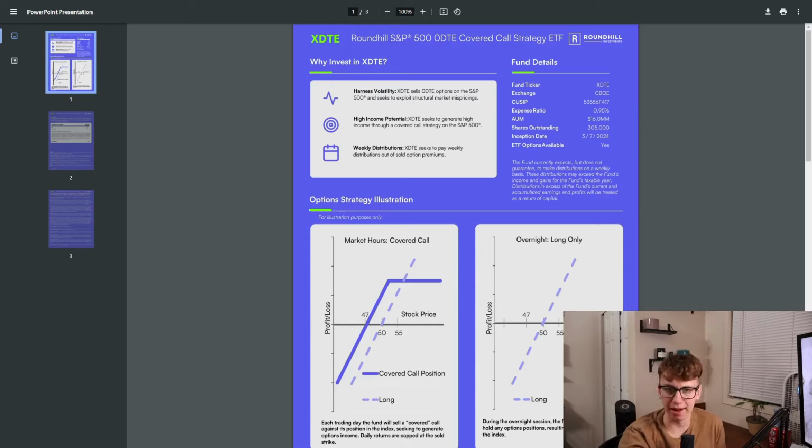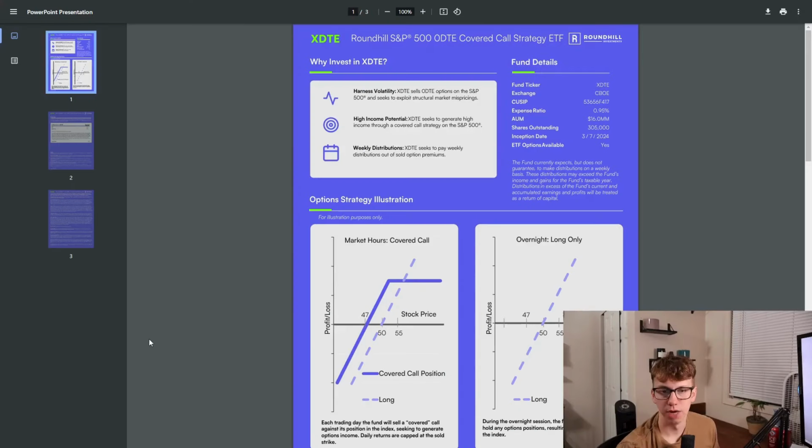And then on top of all that, the weekly distributions. They're trying to pay out weekly because of the option premiums, which are coming in each day, which is phenomenal. Everyone loves the weekly money. It's outstanding. So some of the stuff on the fact sheet people have pointed out is a little bit old, like the AUM is 16 million. I guarantee it's above that now.